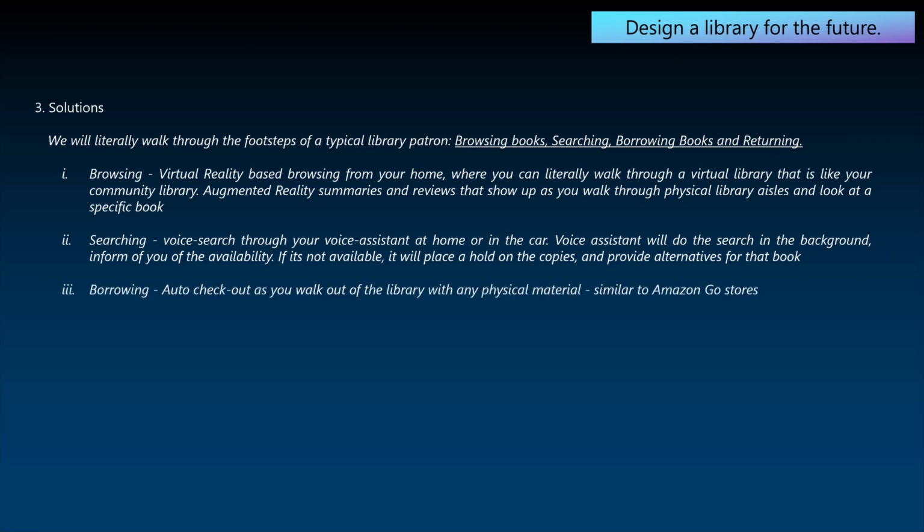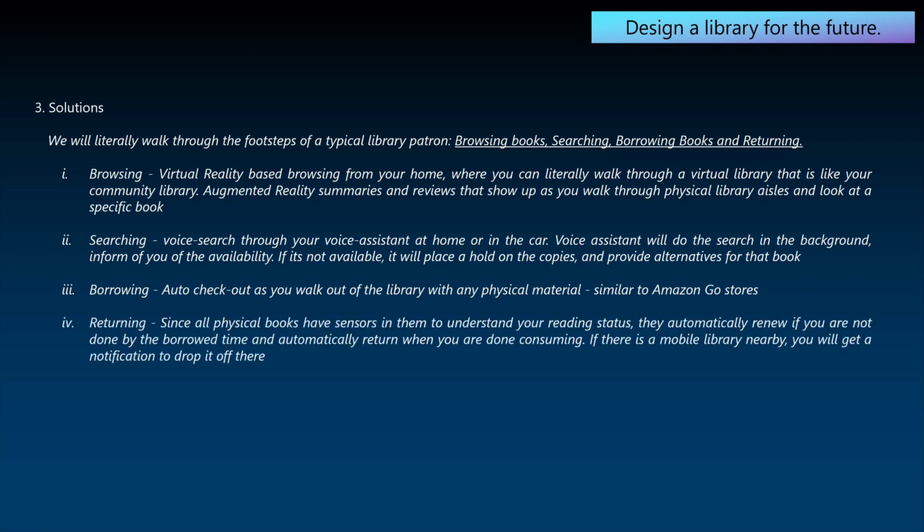The third is on the borrowing front, where there are auto checkout capabilities as you walk out of the library with any physical material, similar to Amazon Go stores that we have today. The fourth one is around returning. Since we are talking about 10 years in the future, we can assume that all physical books will have sensors in them to understand your reading status. Basically, they will automatically renew if you are not done by the end of your borrowed time, and automatically return when you are done consuming. If there is a mobile library nearby, you'll get a notification to drop your book off there.